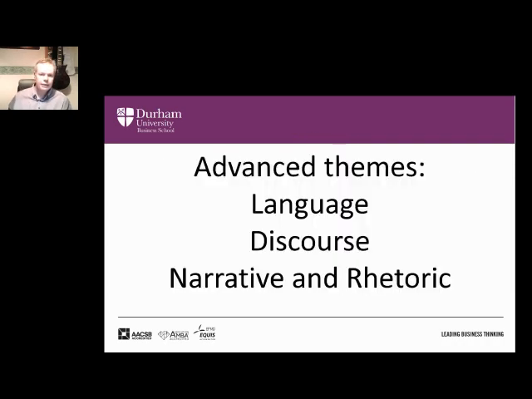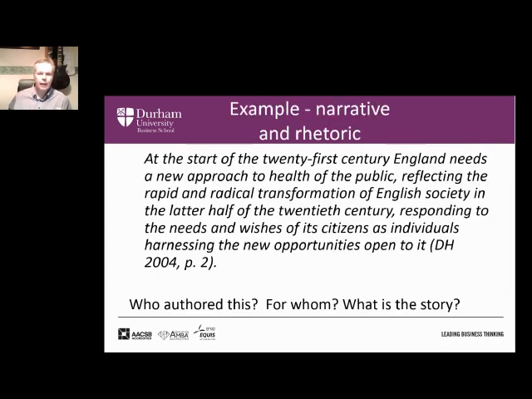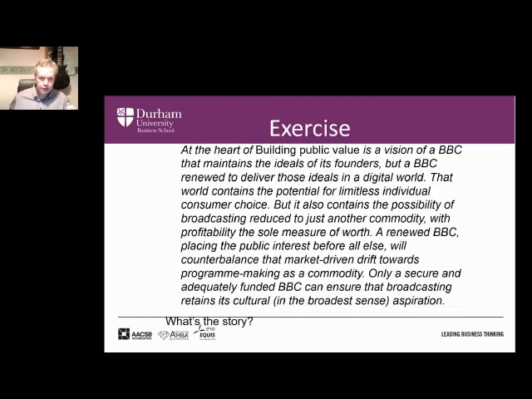So just going back to the example of the white paper, we don't just see that as a policy document that's been handed down almost like the word of God. It's not just been given to us, it's been created in a particular setting. So when you're understanding how to analyse it, you need to think about who authored it, for whom, what's the story, how else could it have been written, those sorts of things.